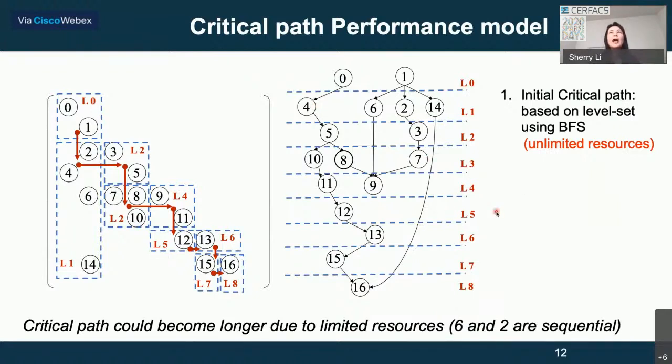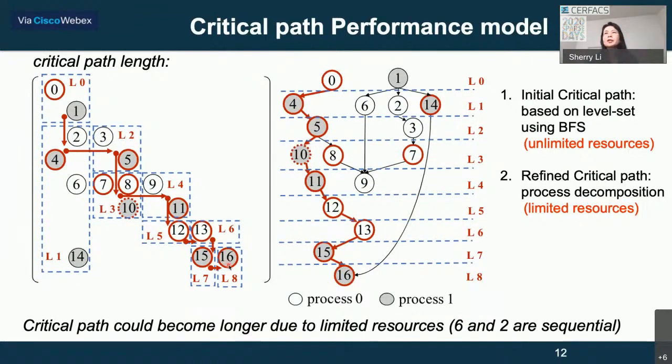So then the critical path performance model, essentially you can just follow these levels. For example, here, the first step is simple. You consider you have an infinite number of processes, and then you can just get the critical path along here, the longest path in this breadth-first tree. And the second step, you want to have a better refined model, which means that you only have 4 processes, for example, so limited resources.